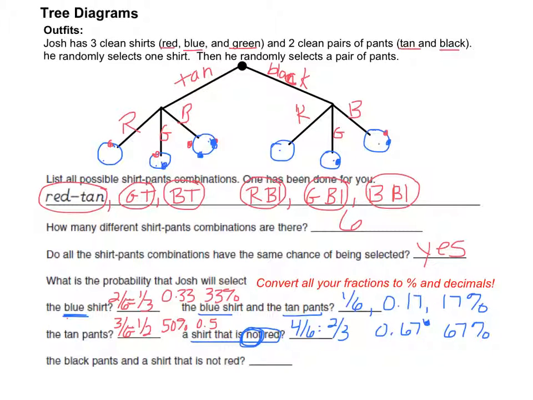One last question they want: what was your chance of getting black pants and a shirt that was not red? None of these options on this side work because they are all with tan. However, over here, the red and black would not work, but I could have green and black or the blue and black. So that would be 2 out of 6, or 1/3, the 33 hundredths, or 33%.